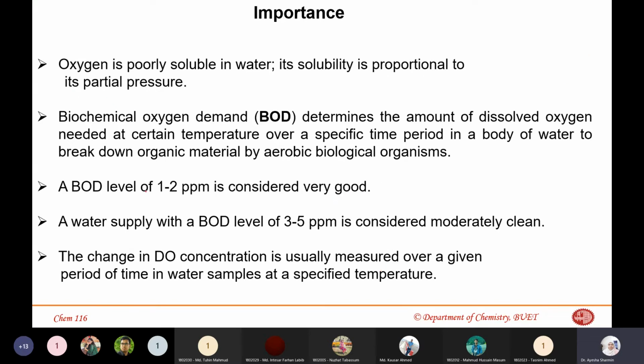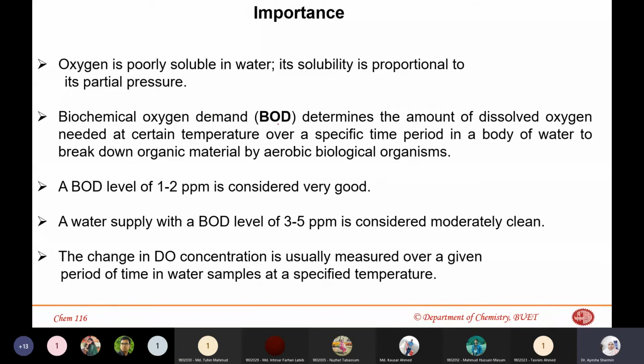We also talked about that oxygen is poorly soluble in water, and its solubility is proportional to the partial pressure. So sometimes you can see that the water saturation level is given by the partial pressure of the oxygen. Especially the oxygen saturation level, you can see is given as the partial pressure, especially when it dissolves in your blood. Okay, that's what you see in partial pressures, the saturation thing.